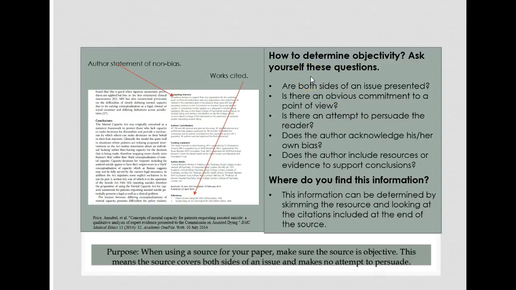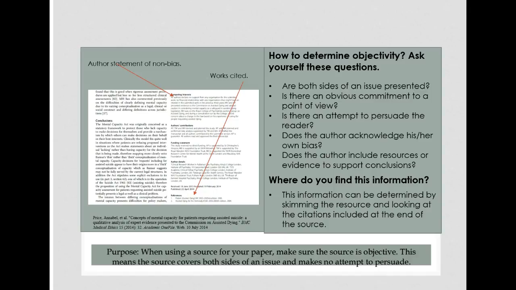Objectivity. It's very important when you're doing research, especially if you're doing research about a controversial topic, that you make sure that the source that you're consulting is objective or does not have bias. How do you do this? You're going to do this by looking at and examining whether or not both sides of an issue are presented. If there's an obvious commitment to a point of view, then it's going to be biased. Is there an attempt to persuade you to a particular viewpoint? If this happens, it's definitely biased.